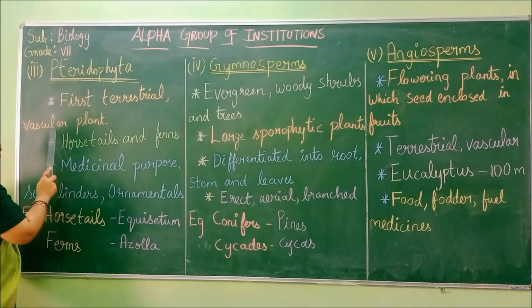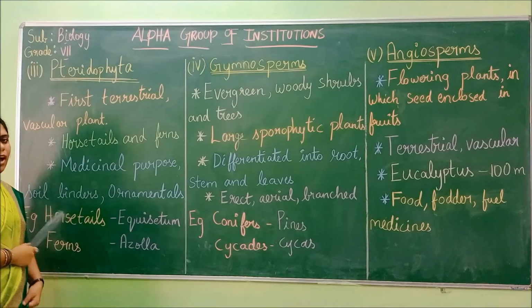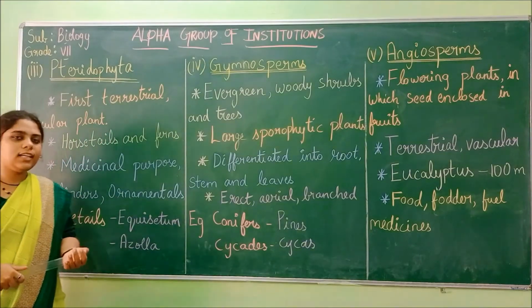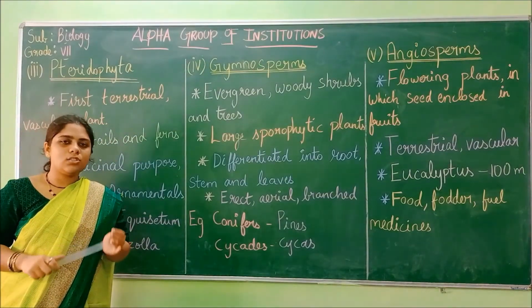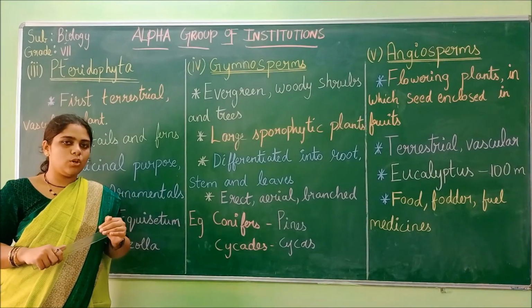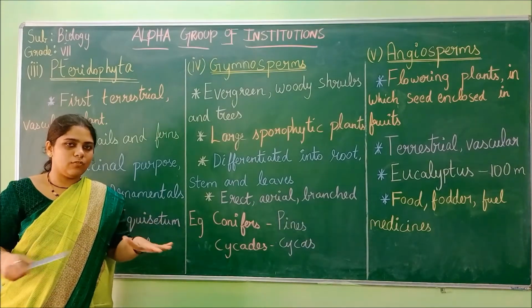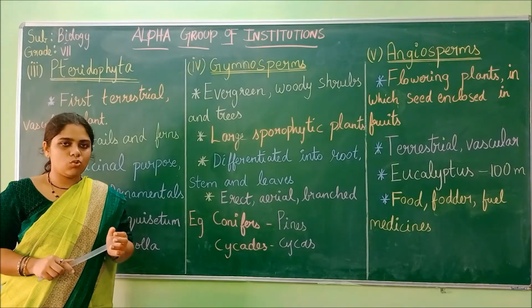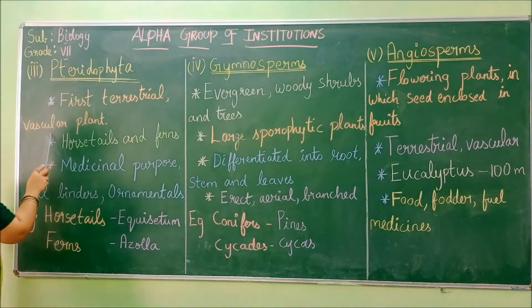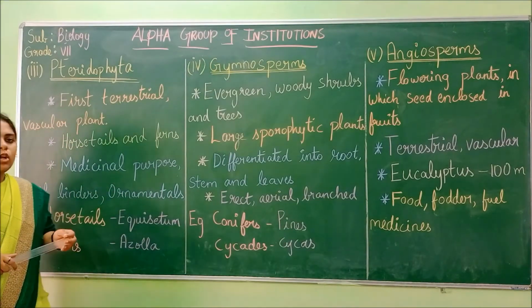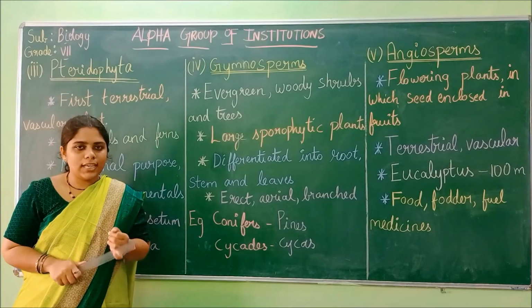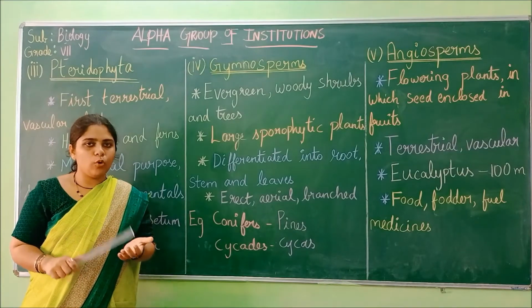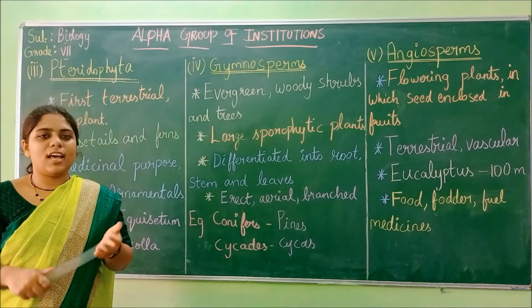First terrestrial vascular plants. So pteridophytes are the first terrestrial vascular plants. Terrestrial plants are those which grow on land, the land surface. The plants that grow on the land surface are called terrestrial plants. Next is vascular plant. Vascular means presence of xylem and phloem. If a plant has xylem and phloem in it, then it is a vascular plant.